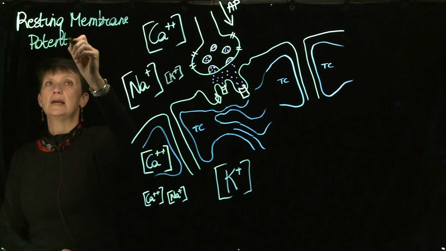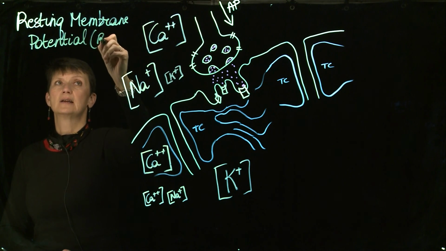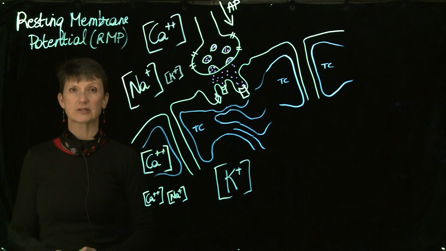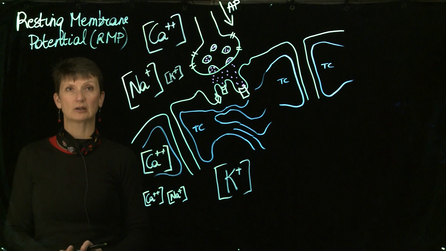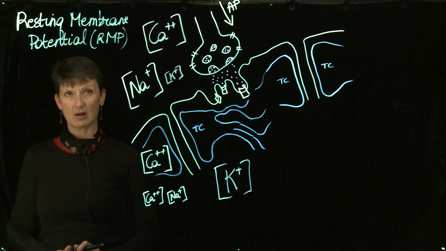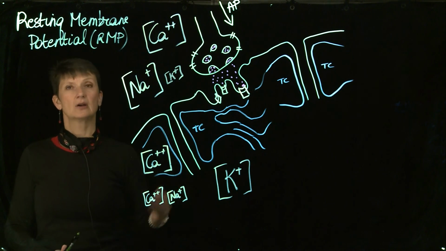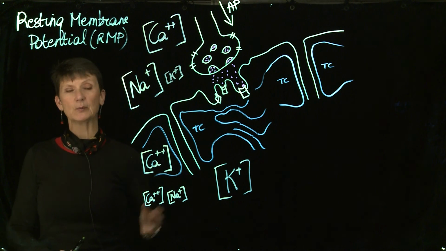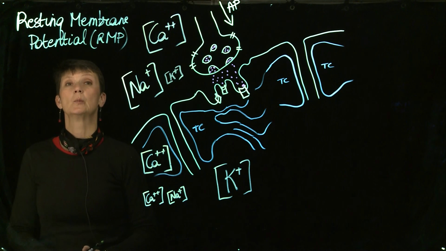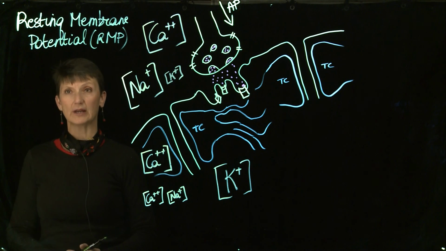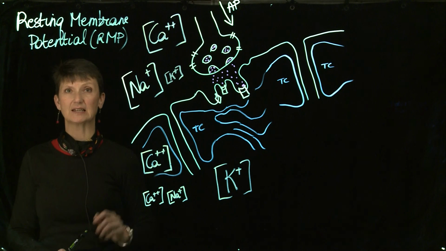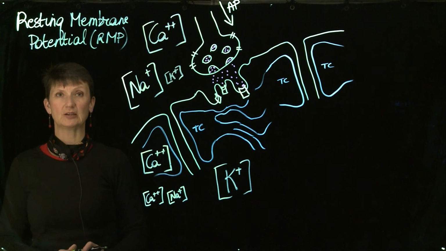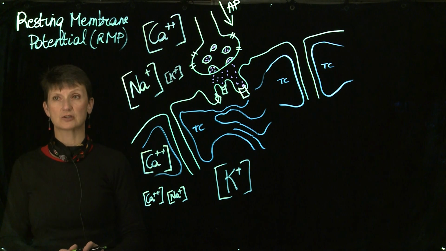First of all, a potential is defined as a gradient of electrical charges. And remember that electrical charges are associated with ions. So we have a gradient of concentrations when we're talking about our sodium and potassium and calcium ions, but we can also talk about a gradient of positive versus negative charges. And that's the definition of a potential. A potential is a gradient of charges.